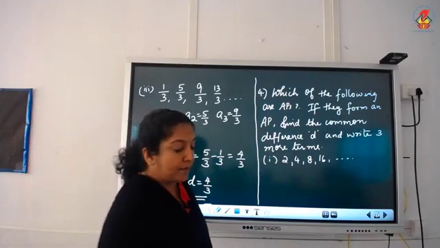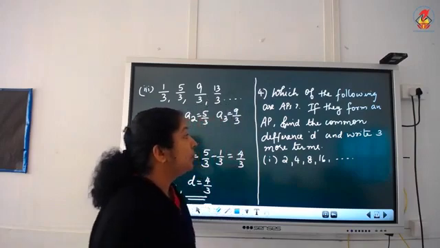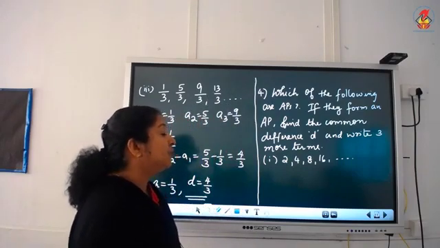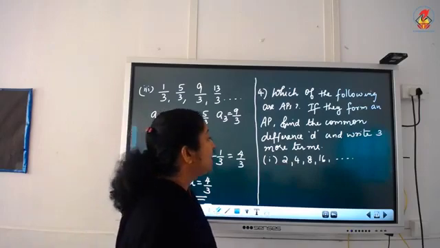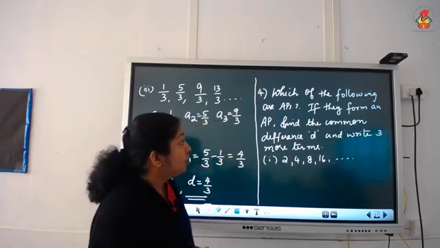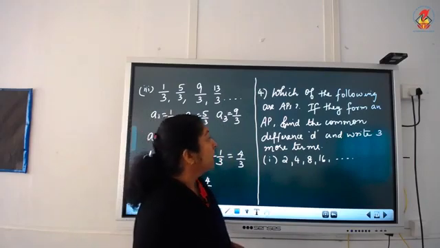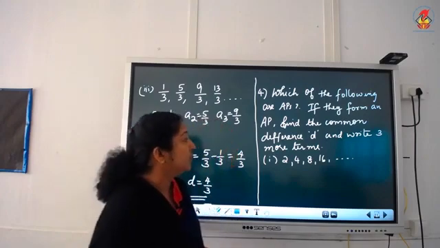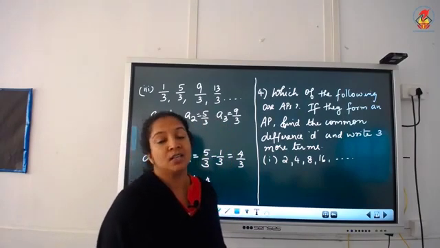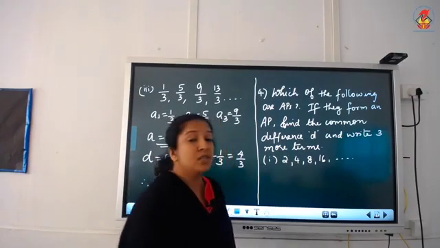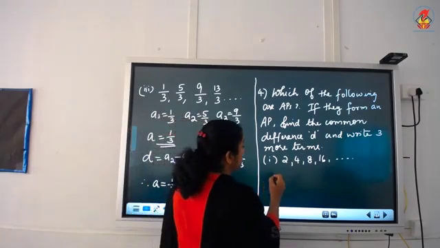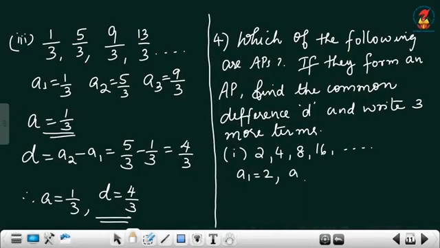Then fourth question, which of the following are APs? If they form an AP, find the common difference D and write 3 more terms. We have to check whether the given series is an AP or not. If it forms an AP, you have to find the common difference D. After finding that, you have to find 3 more terms. So here what is given is A1 is equal to 2, A2 is equal to 4, A3 is equal to 8 and A4 is equal to 16 and so on.